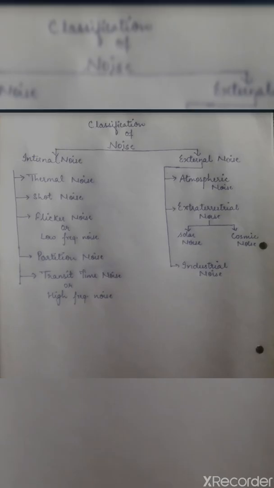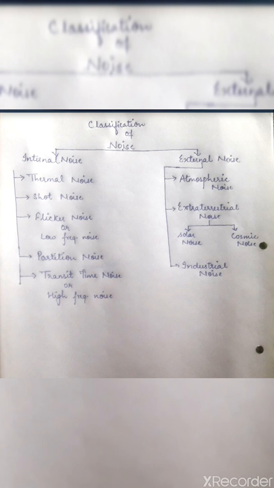Next one is extraterrestrial noise. There are several types of extraterrestrial noise or space noise depending upon their sources. First one is solar noise. Solar noise is the electrical noise emitting from the sun under steady state condition. There is a regular radiation of noise from the sun. This radiation is due to the fact that the sun has extremely high temperature and it radiates electric energy in the form of noise over a wide frequency spectrum.